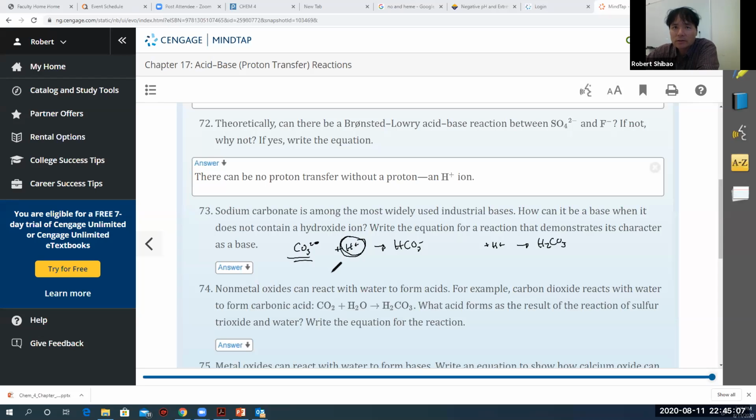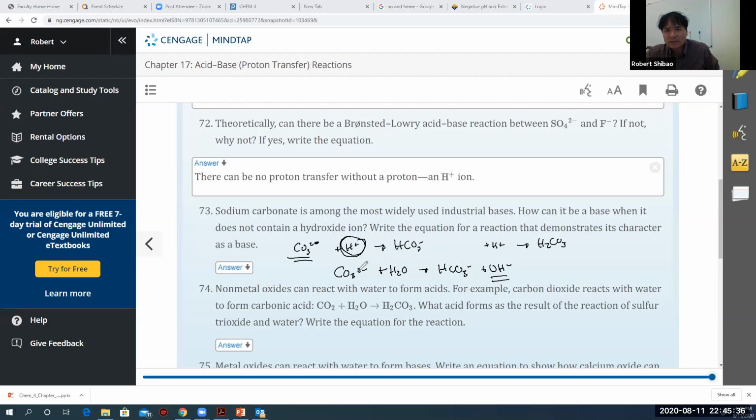Now, it can also take a proton from water. So if we have carbonate in water, the carbonate can pluck a proton off water to form bicarbonate and hydroxide. The hydroxide is going to change the pH of the water because this will change the pOH, which is eventually going to change the pH. So adding carbonate to water makes the water basic. It adds hydroxide, which is base, to the water.